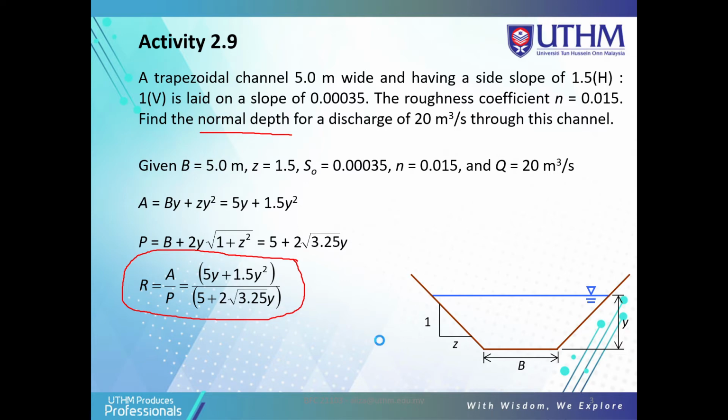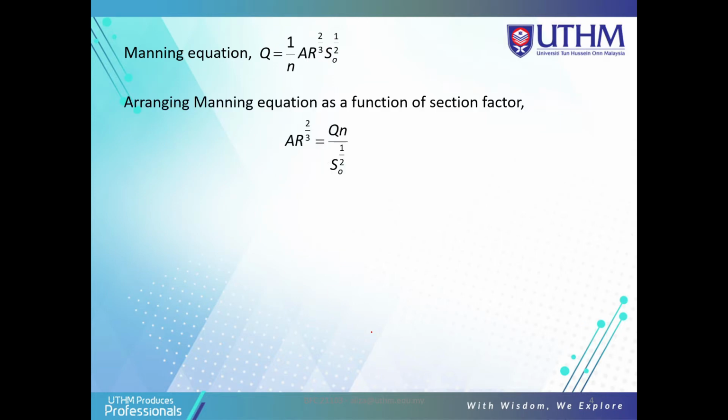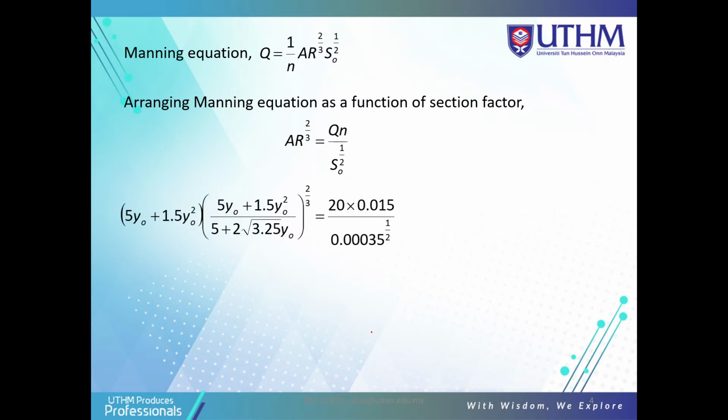Okay, so use the Manning equation using the section factor Z. Okay, using this Manning equation, you just pull it out and fill into this. At the left side, A R to the power of 2 over 3, and at the right side here, K Q n divided by S0, to the power of 1.5.